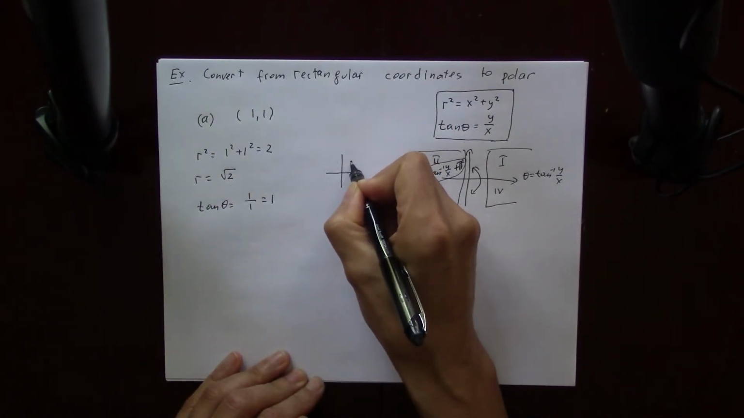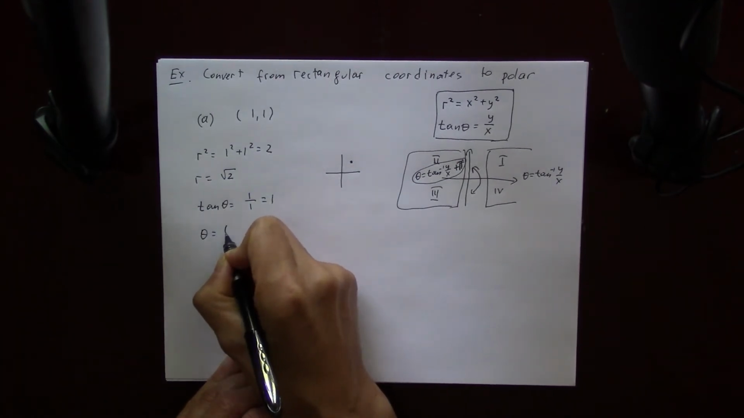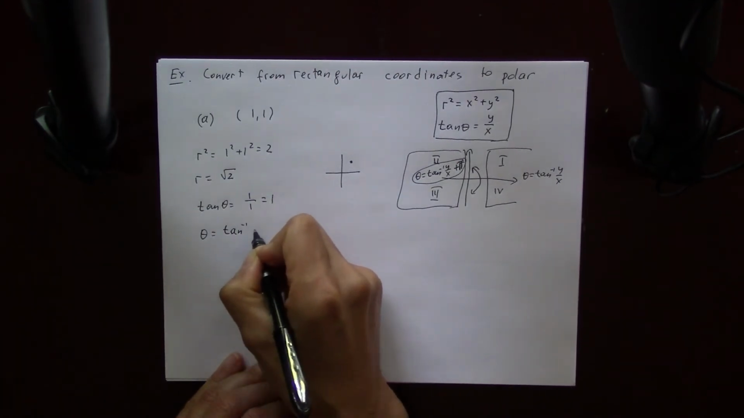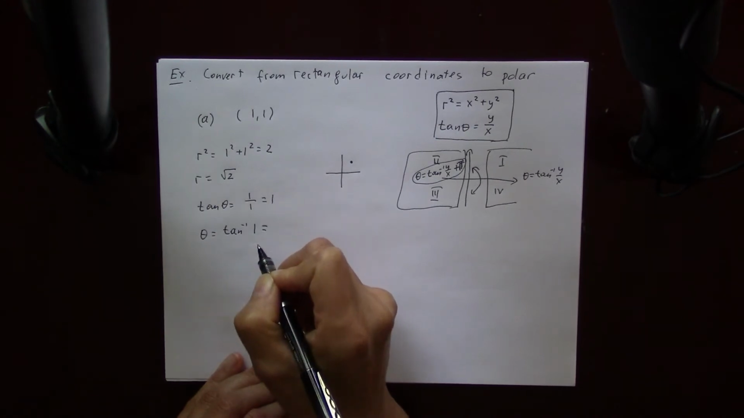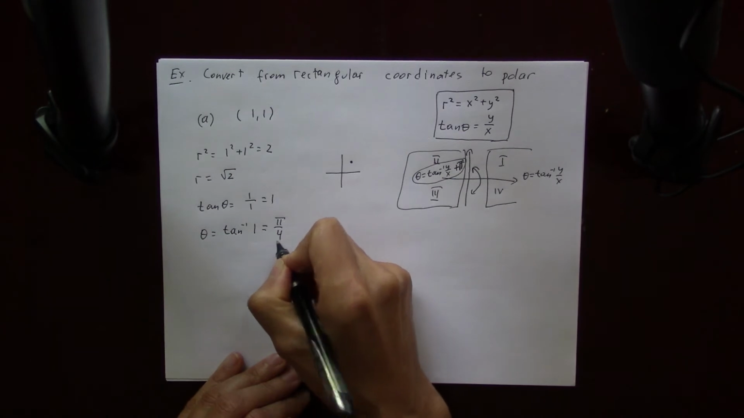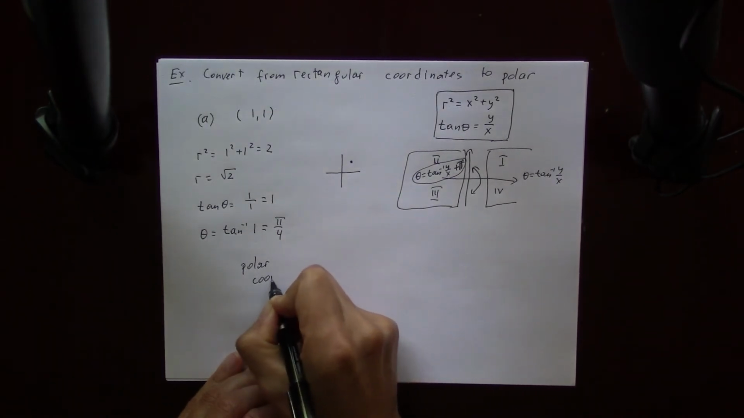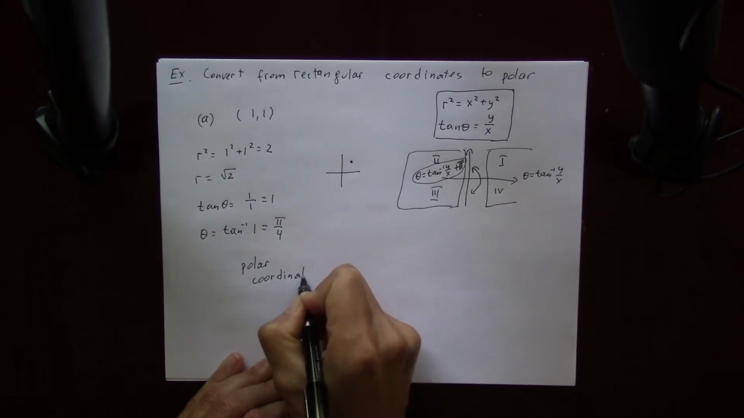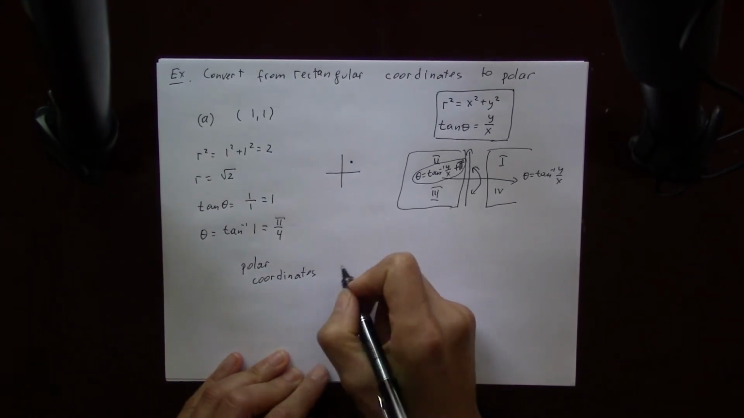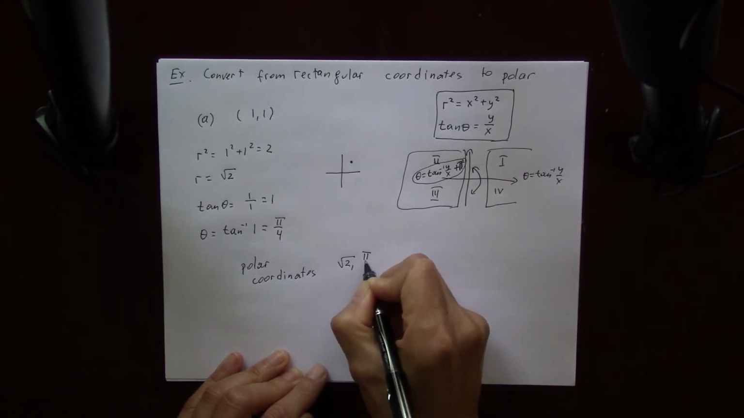The point with coordinates 1 and 1 is located in quadrant 1, therefore theta equals tangent inverse of 1, so it equals pi over 4. So the polar coordinates of the point are going to be r equals root of 2 and angle equals pi over 4.